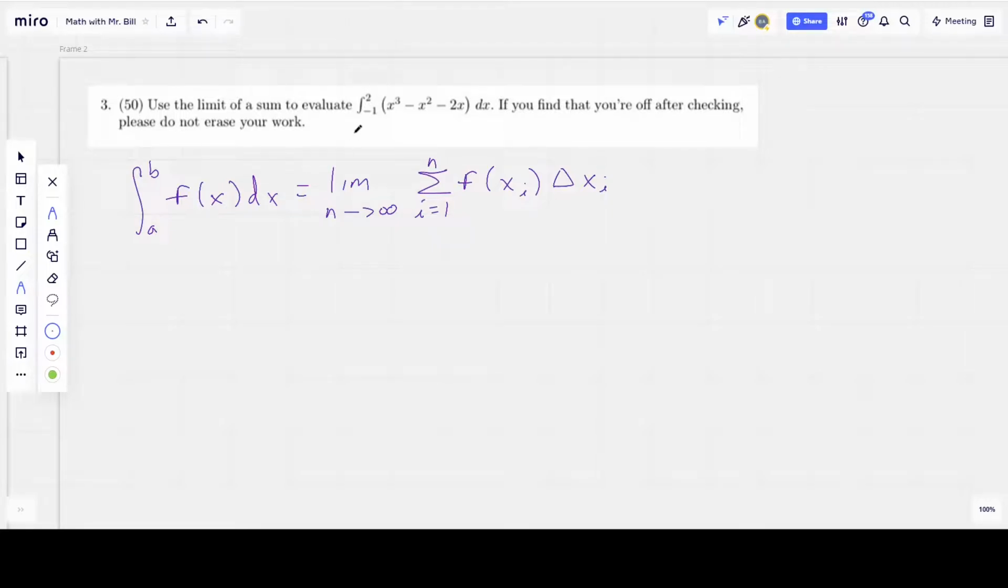Today we're going to be discussing a problem involving the evaluation of an integral using the limit of a sum, which is, in some respects, the definition of an integral.